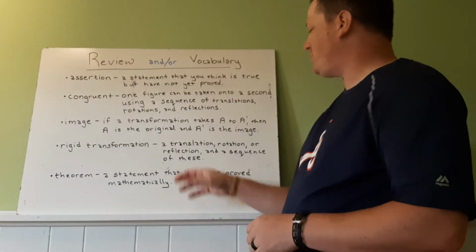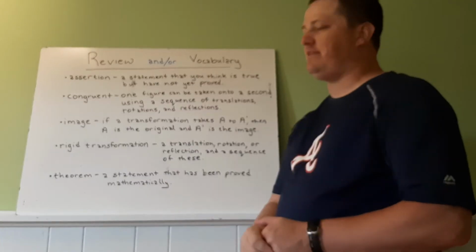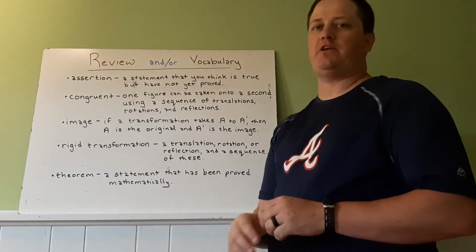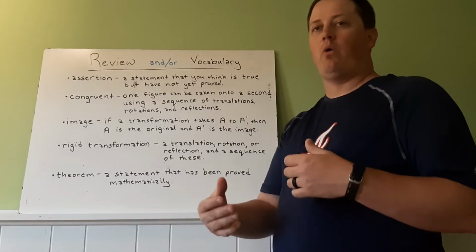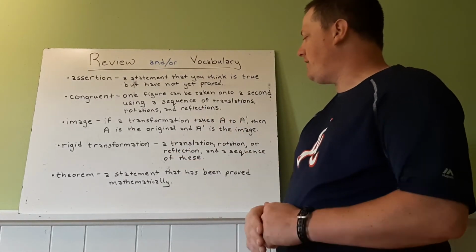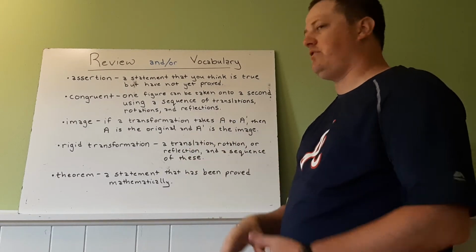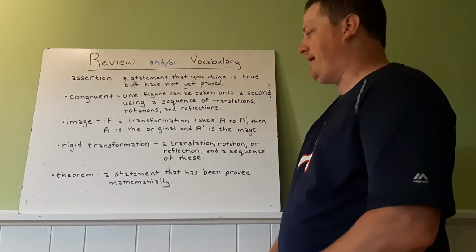Rigid transformation, a translation, rotation, or reflection, and a sequence of these. So a rigid transformation could be doing one thing or more. So we could just do a translation, a quick translation, or we could do 2 translations, or a translation and a reflection, or even more than that.